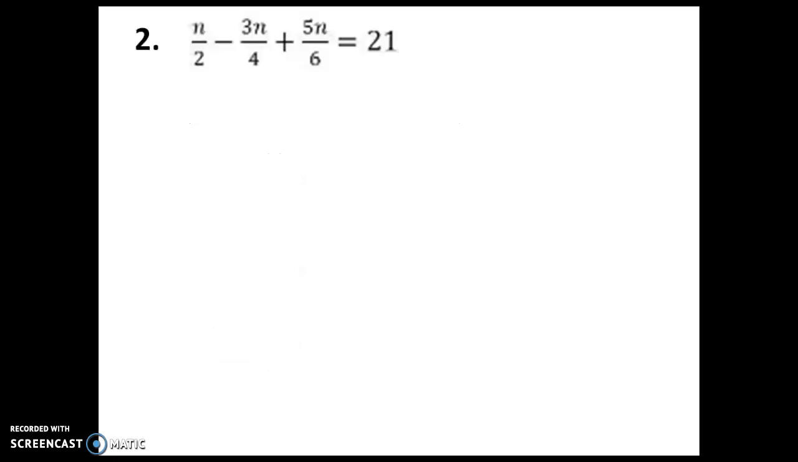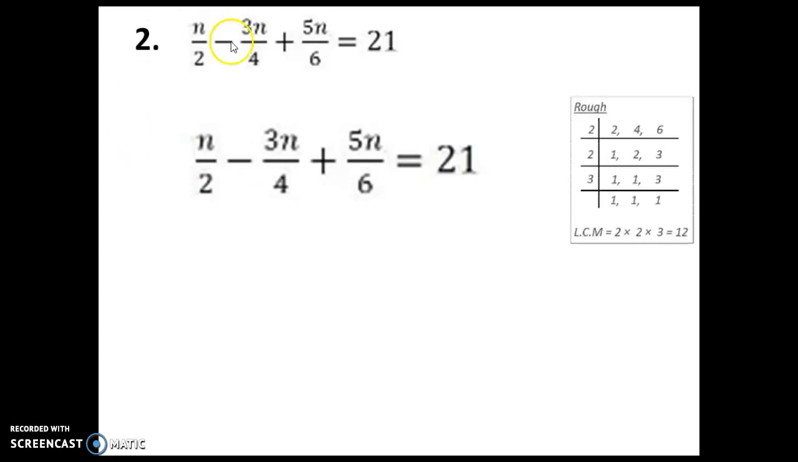Okay, so next question: n by 2 minus 3n by 4 plus 5n by 6 equal to 21. This is the question. Here again fractions are there, and they are different numbers with no other common factor, so we are going to take LCM.